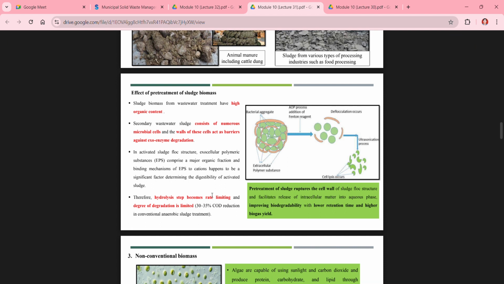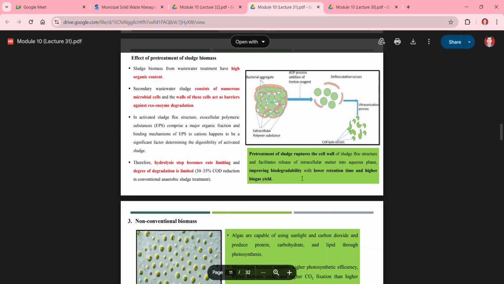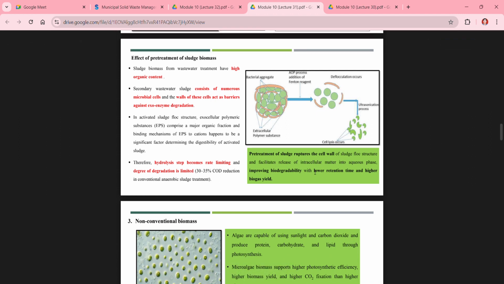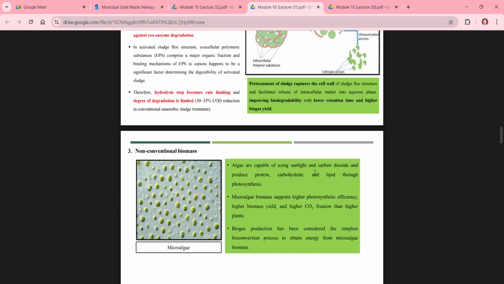With the help of the pre-treatment process, we can rupture this cell wall, and due to the rupture of the cell wall, the inside material will come into the picture for further degradation during the anaerobic digestion process. So the pre-treatment of sludge ruptures the cell wall of the sludge flock structure and facilitates release of intercellular matter into the aqueous phase, which results in improved biodegradability with lower retention time and higher biogas yield.